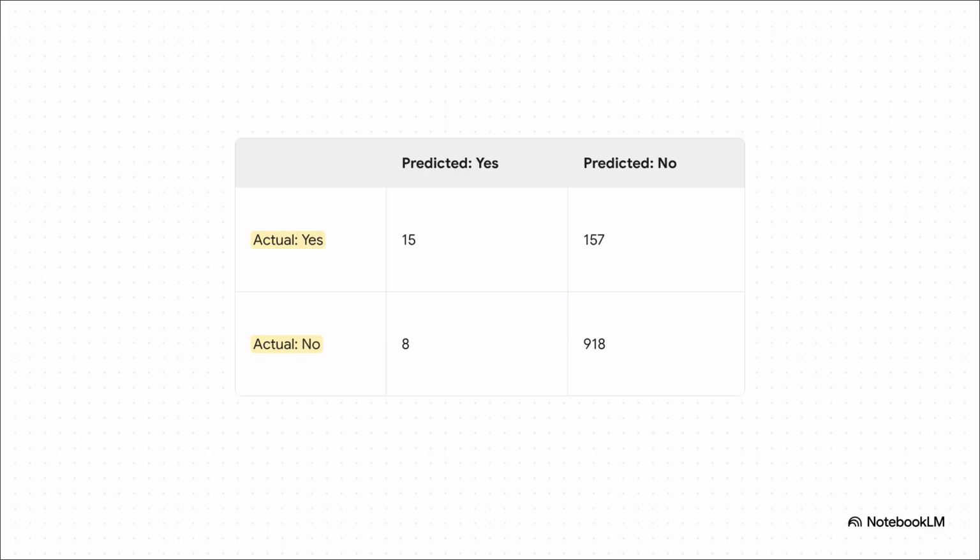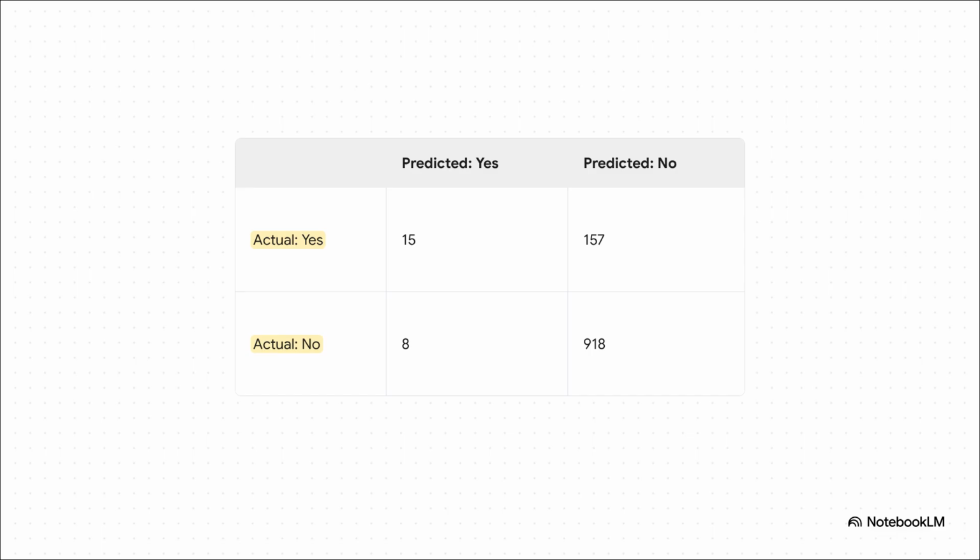Let's walk through it. So the model did some things well. It correctly identified 15 people who actually did get heart disease. We call those true positives. Great. It also correctly identified 918 people who were healthy and stayed healthy. We call those true negatives. Awesome. But now let's look at the mistakes, because that's where things get interesting. It wrongly flagged 8 healthy people as being at risk. That's a false positive.